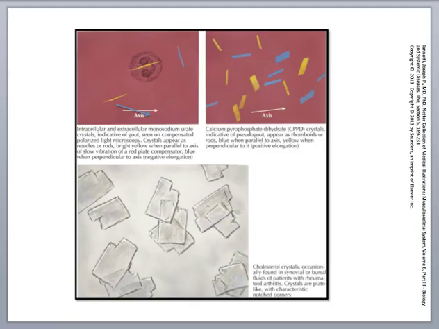This panel compares the needle-shaped crystals seen under polarizing microscopy of gout on the left and the rhomboidal crystals of CPPD on the right. In addition, the lower panel shows cholesterol crystals, which occasionally are seen in the synovium of patients with rheumatoid arthritis. The cholesterol crystals are characteristically flat and plate-like with a characteristic notch, so that it kind of looks like the shape of the state of Utah.